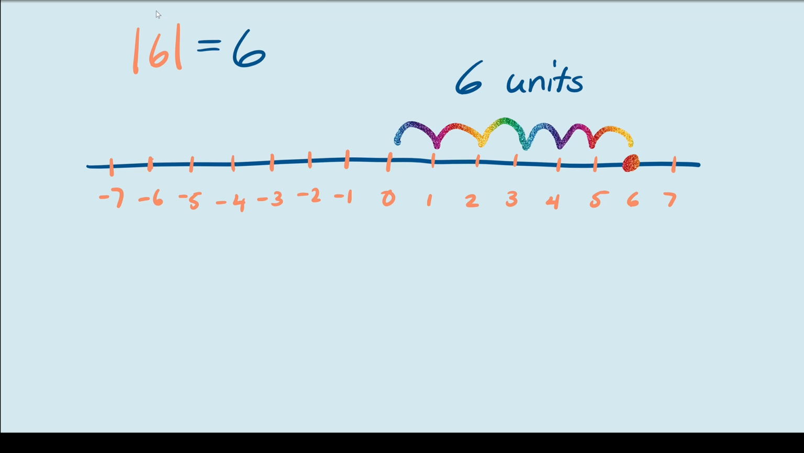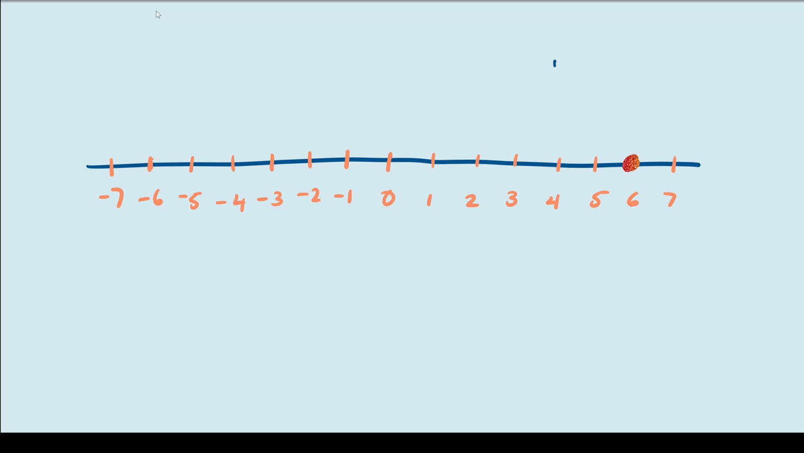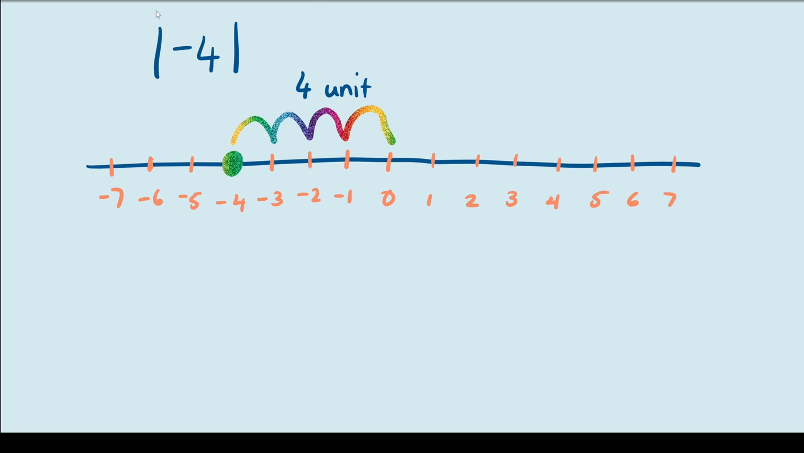Now you might be wondering, what about negative numbers? Well, let's see. Suppose we're asked to find the absolute value of -4. -4 is here on the number line. To get to 0, this time we need to go the opposite way, towards the right. So let's move 1 unit, 2, 3, 4. So that was 4 units moved to the right. So the absolute value of -4 is 4.